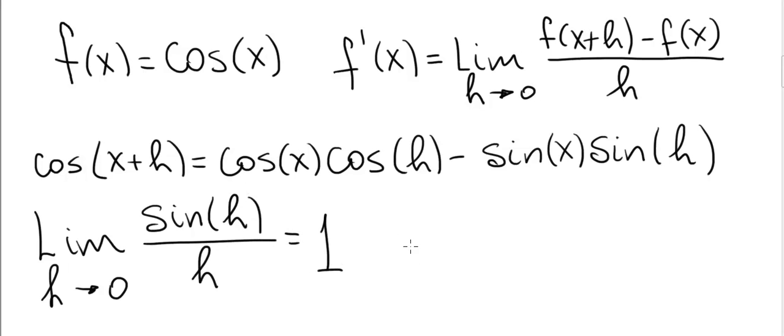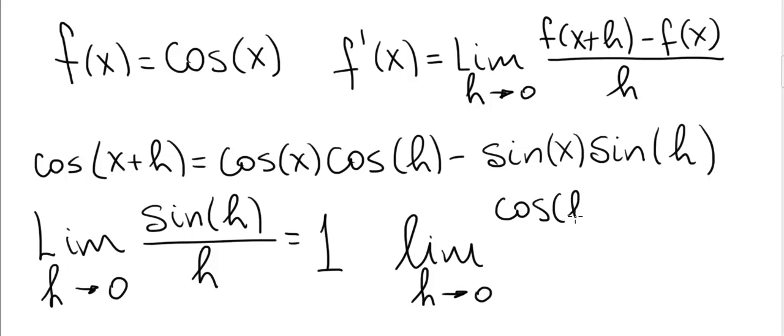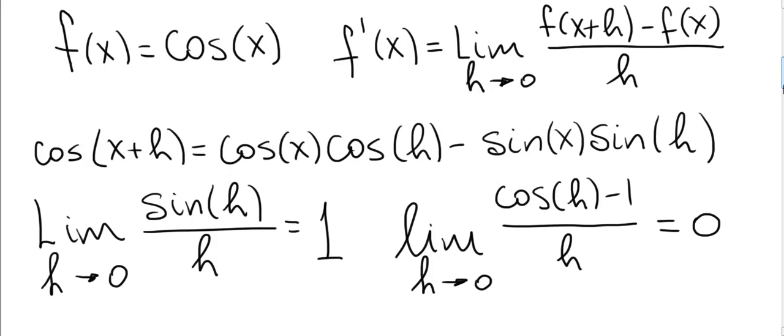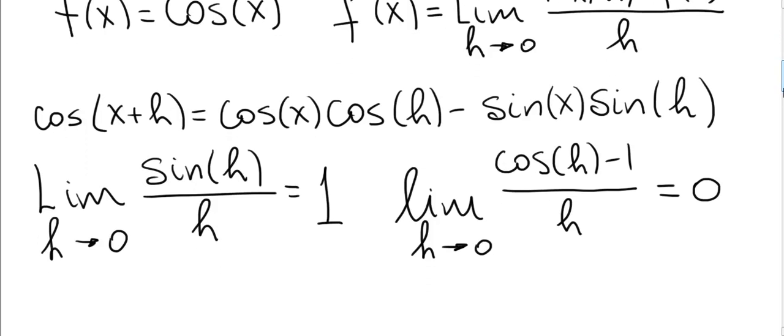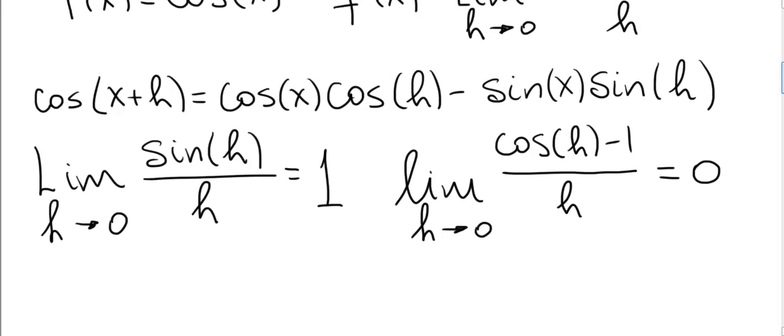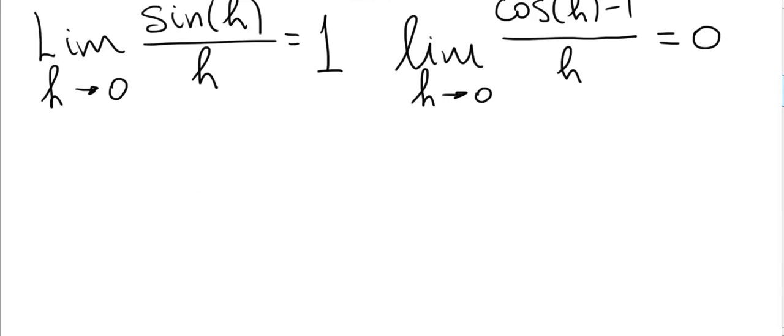This was shown in an earlier video, and you should take a look at that whenever you get a chance. The third result is also a limit. It's the limit as h goes to 0 of cosine of h minus 1, divided by h. This limit is 0. This limit was shown in the video right before this one, the video on the derivative of the sine function. During the solution, I derived this result, so we'll use those three results. And now let's go back and differentiate cosine of x.